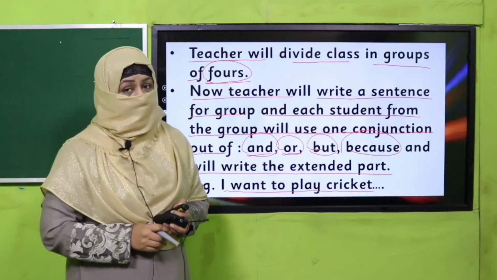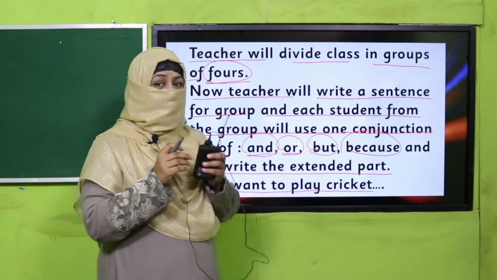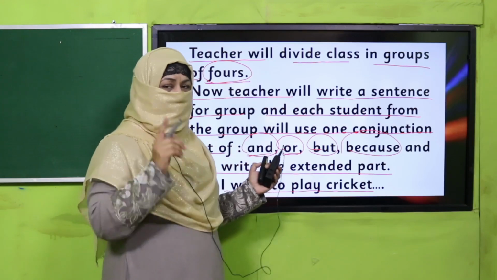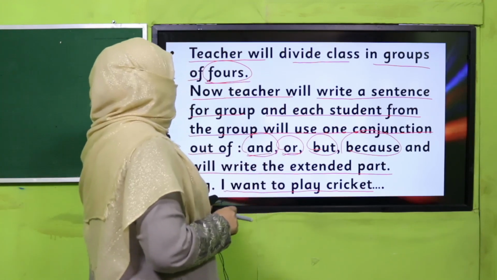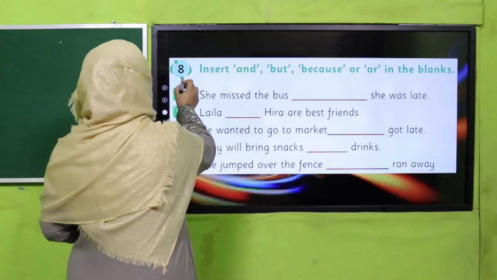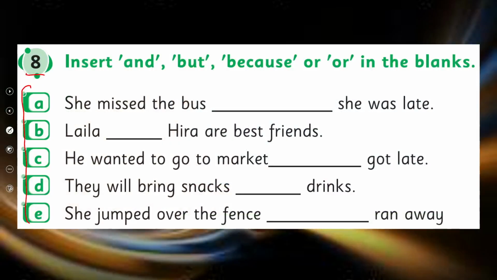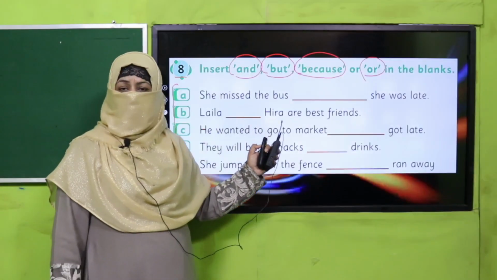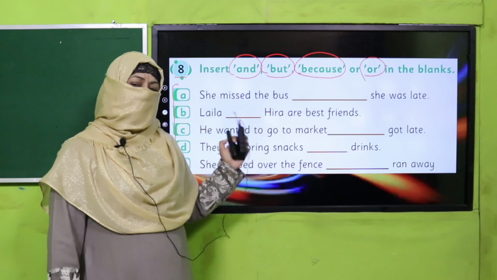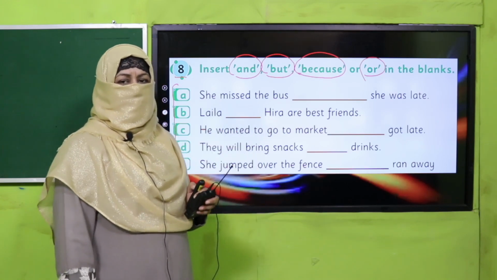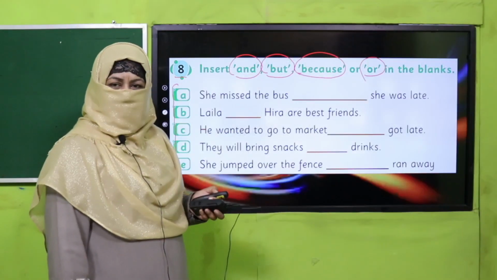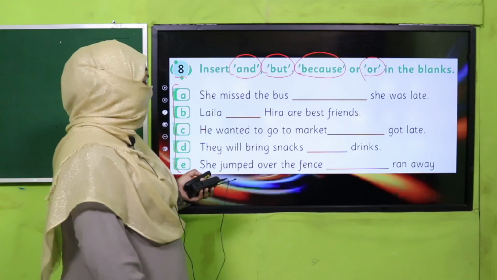Yes, my dear students, are you done with it? I hope the concept of conjunction and the use of conjunction is clear to you. So let's practice it in your book. Question number 8. Sentences are given to you and you have to complete these sentences by using one conjunction out of these 4. Okay, so read the sentence carefully, find out which conjunction is appropriate for each sentence and complete this task in your book. Yes, my dear students, are you done with it? Good job, you are smart.